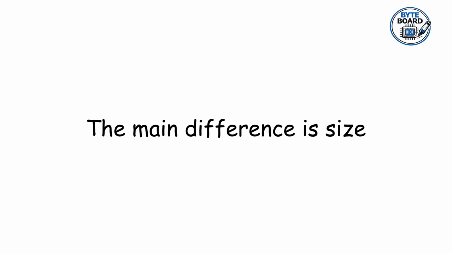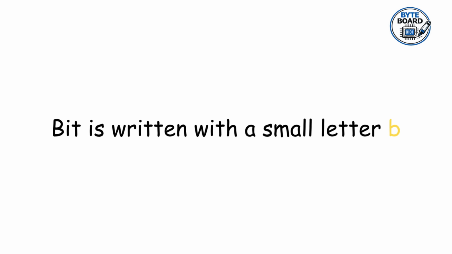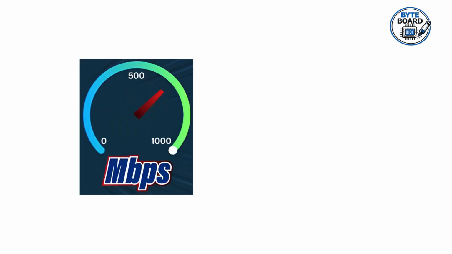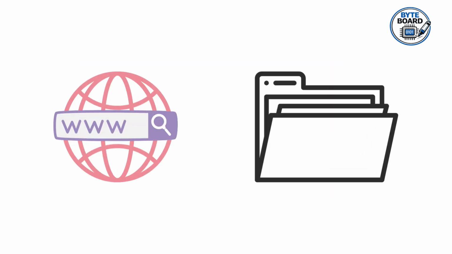The main difference is size. A bit is very small, a byte is larger because it contains 8 bits. Bit is written with a small letter b. Byte is written with a capital letter B. For example, Mbps means megabits per second, MBps means megabytes per second. This is why internet speed and file size are measured differently.